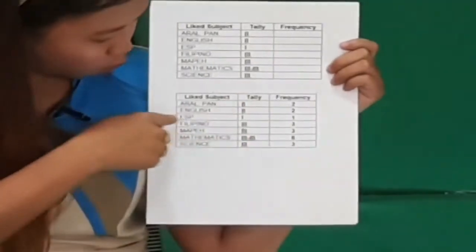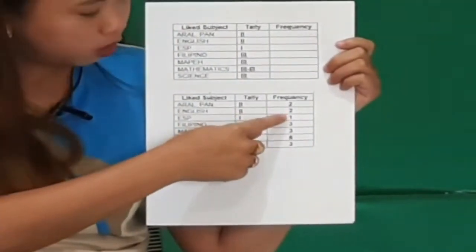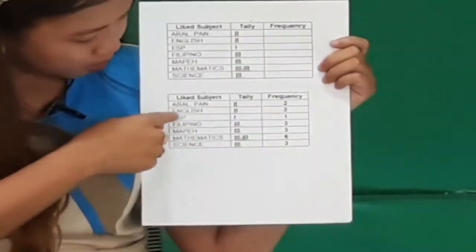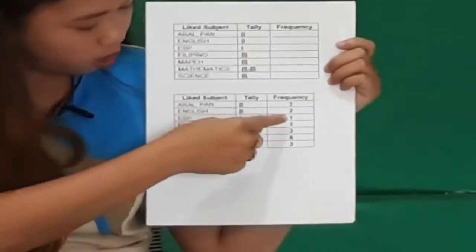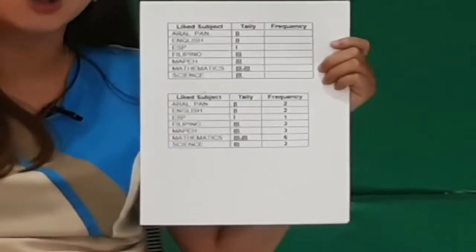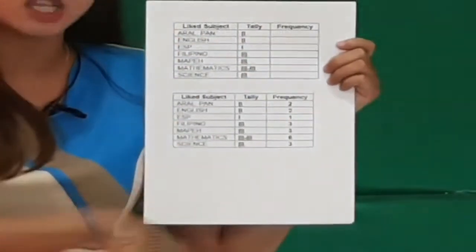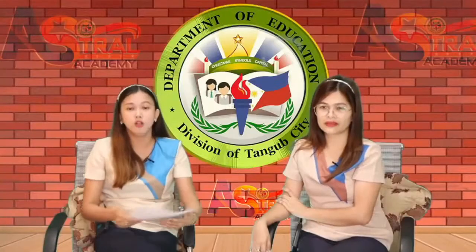Okay? And so with English, since we have 2 tally marks here, then in the frequency table, we have to write 2. ESP has 1 tally mark, so we have to write 1. And so with other subjects. So all you have to do in step 4 is to count the number of tally marks and i-write na to siya sa ato ang frequency table or the third column.